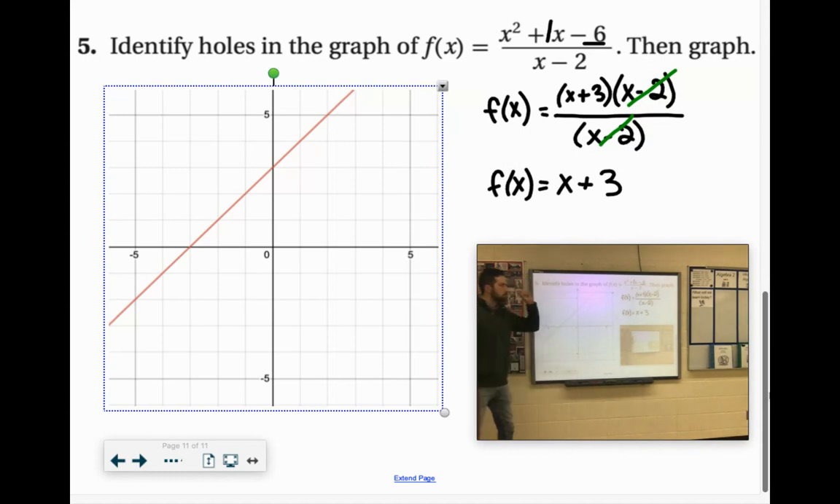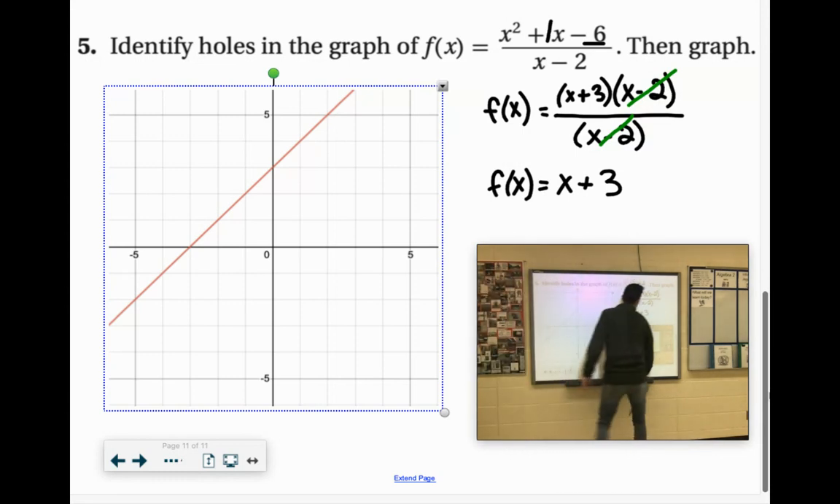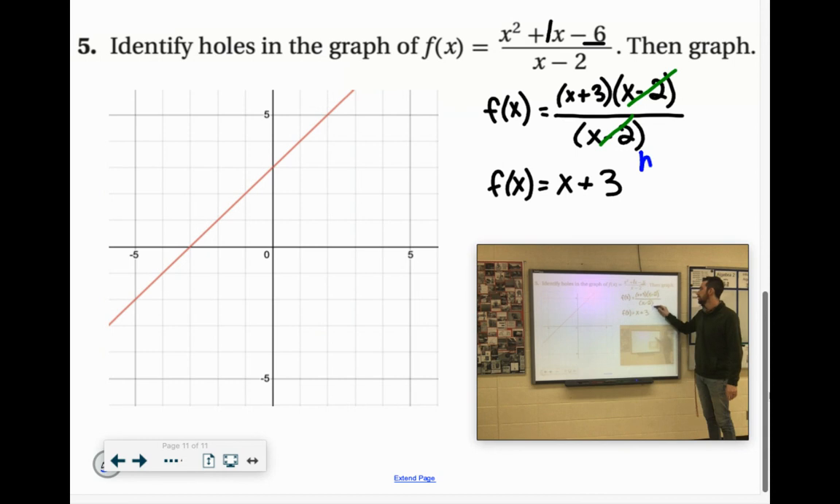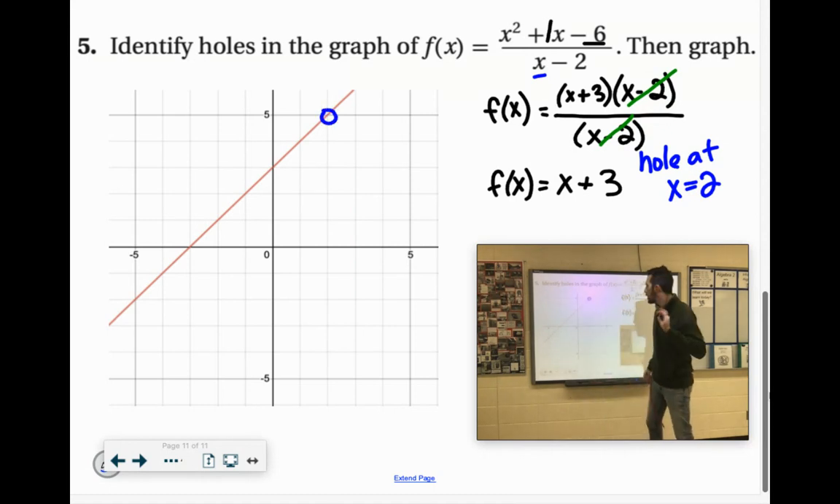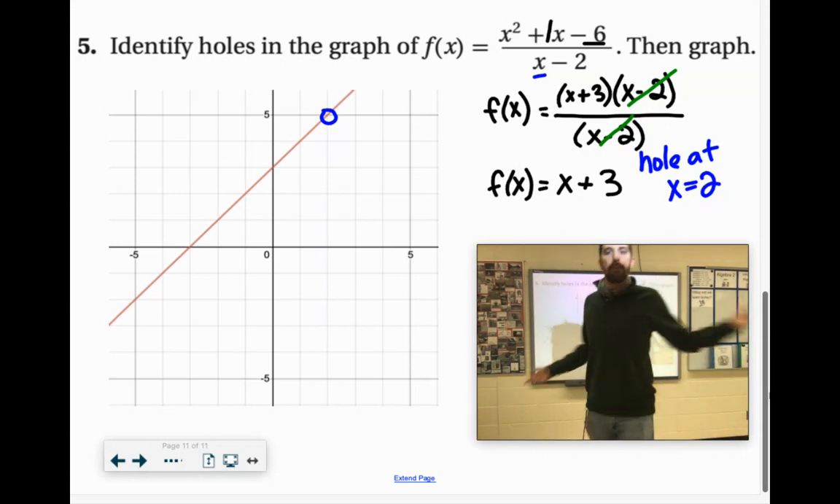But don't forget, Mr. Plant, there's going to be a hole at x equals 2, right? Because that would make the denominator 0. So x equals 2 is over here to the right 2, so we find that place on the line. Boom. You got yourself a hole at 2, 5. All right? It's almost too easy around here.